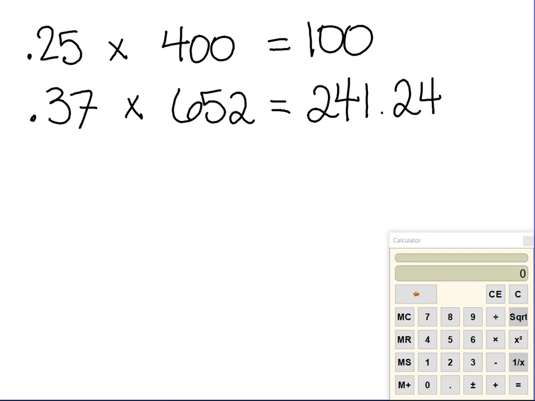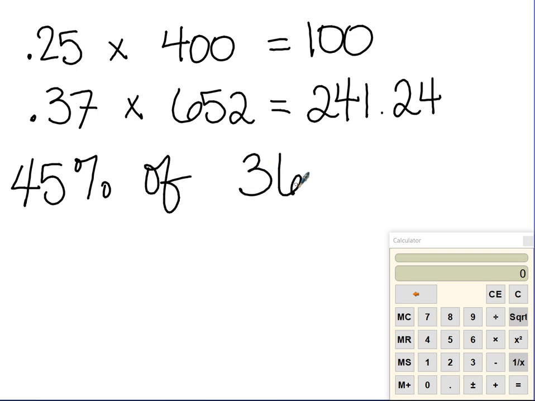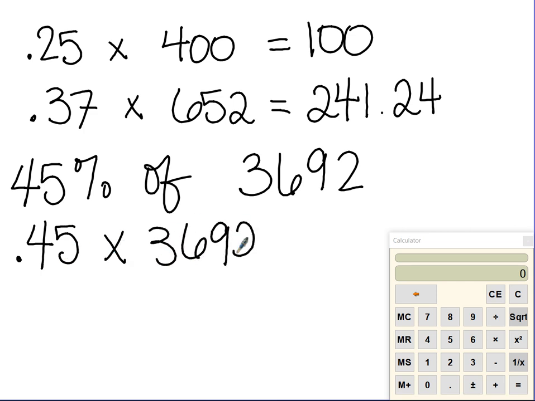We'll do a couple more. Let's say you want to find 45% of 3,692. Remember the decimal? 0.45 times 3,692. 0.45 times 3,692 is 1661.4.